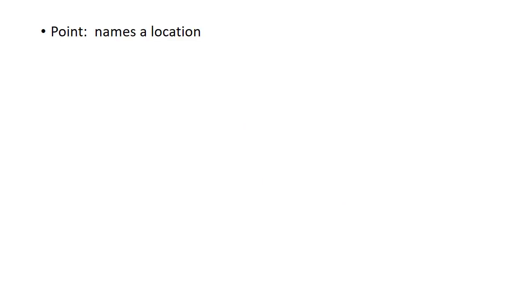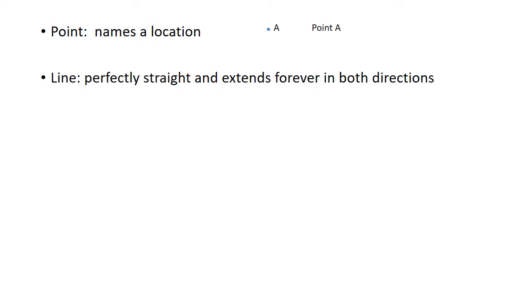So a point is going to be the basis of where we're going to start with for geometry. A point is just going to name a location. It's going to look like this. You got your little point. This would be called point A.